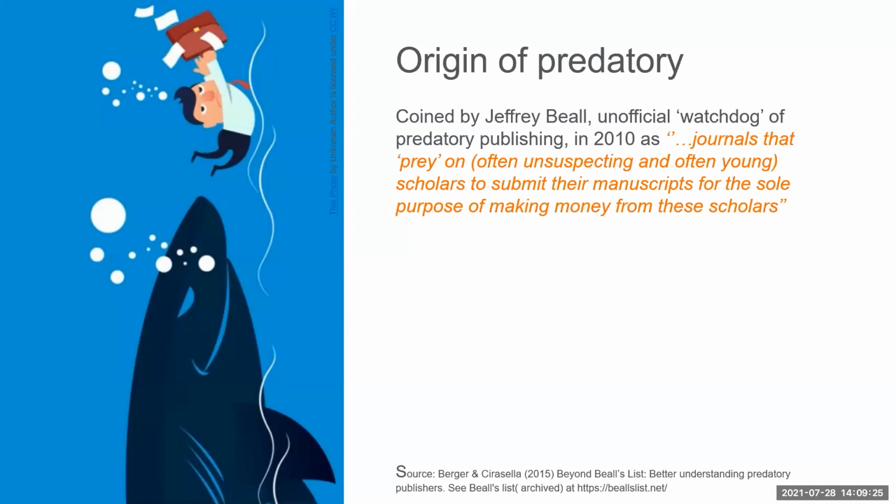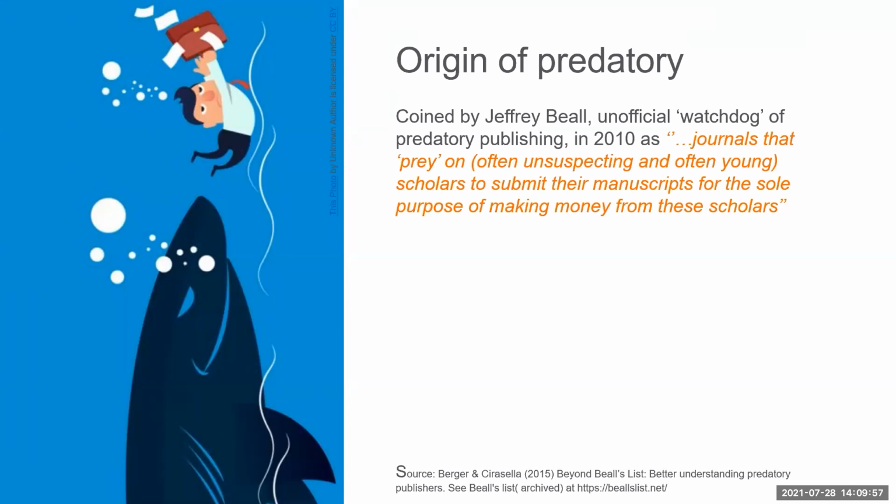His definition of predatory was that they are journals that prey on scholars to submit their manuscripts for the sole purpose of making money from these scholars. The website that he created to call these so-called publishers and the so-called journals out has been archived. It's still available, but he had to close down his website in 2017. We're not sure exactly why. At the moment, it's still being updated by some anonymous members.